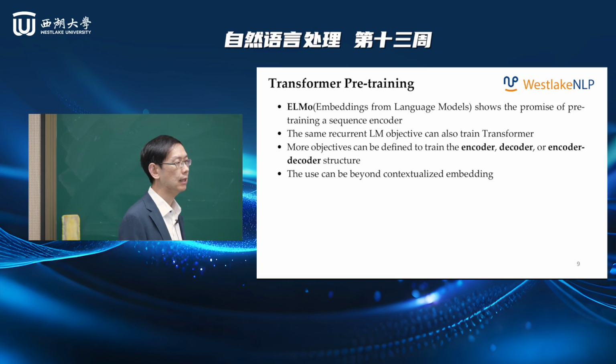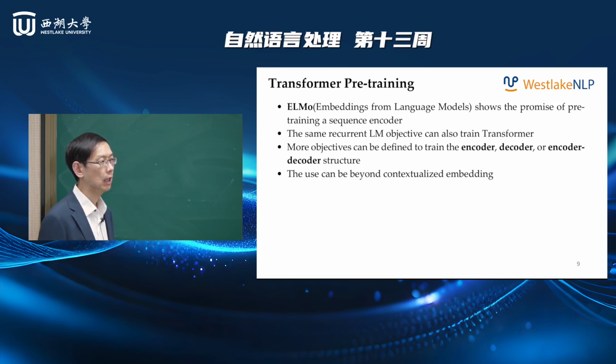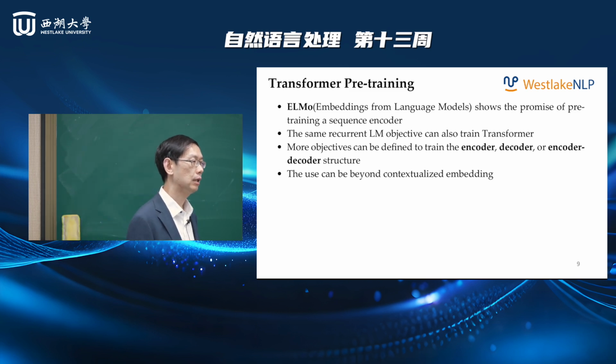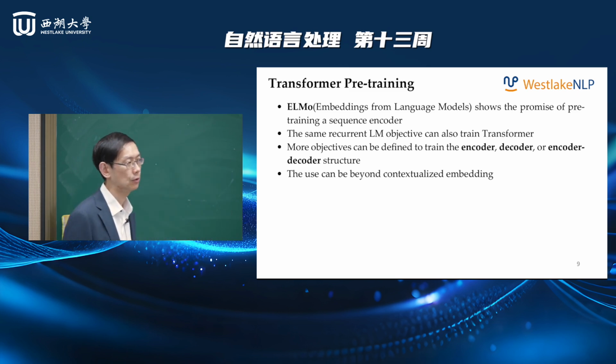In fact, we can take out the decoder of transformer and build a recurrent neural model. And we can also take the encoder of transformer to build another language model, or take the whole encoder-decoder transformer architecture to build a language model. So all these architectures can be pre-trained, and we will discuss these models.